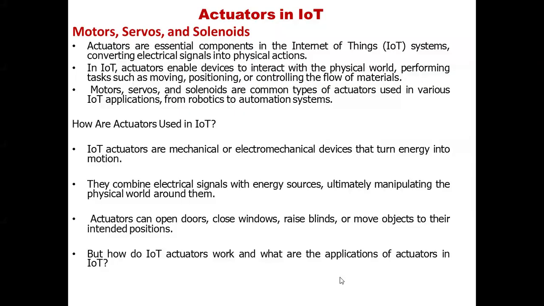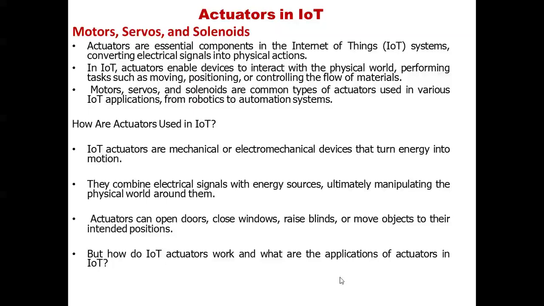So the input for the actuators is an electrical signal, which will be converted into physical action by switching on or rotating the fan at high speed, which will cool the temperature. Likewise, it will convert an electrical signal into a physical action. Input is an electrical signal, output is a mechanical action, a physical action. Actuators enable devices to interact in the physical world by performing tasks like moving, positioning, or controlling the flow of materials, depending on the environment or the requirement. Motors, servos, and solenoids are common types of actuators.